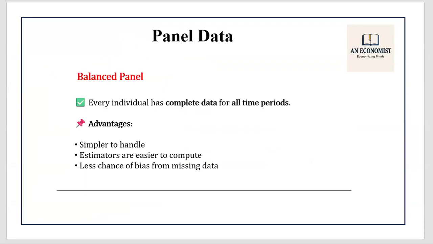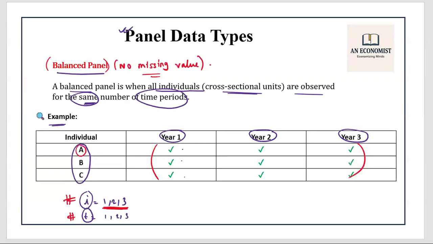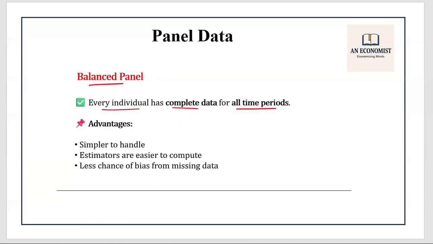Before going into that, let me show you what the different advantages are. Balanced panel is the one thing that we always strive for. We always want to make our data set a balanced panel before going into any kind of estimation. Why is this so? In case of a balanced panel, every individual has complete data for all the time points. There is no missing data. And if you do not have any missing data, it becomes very simple to handle. This is the first advantage.